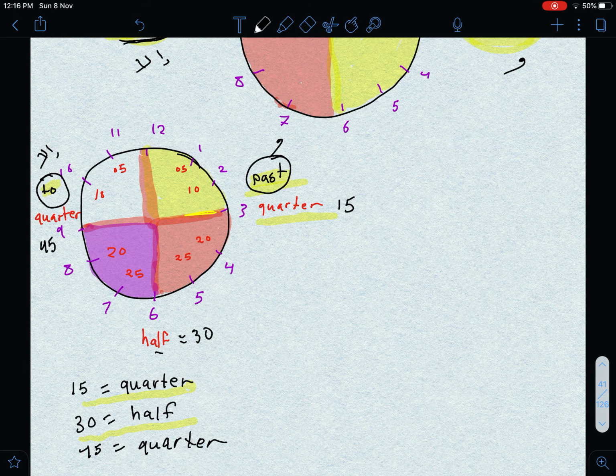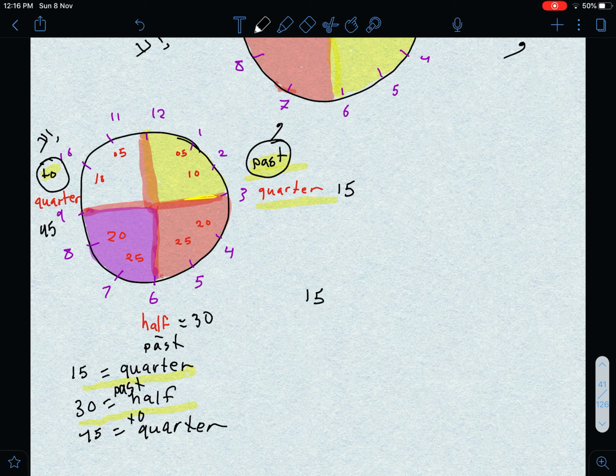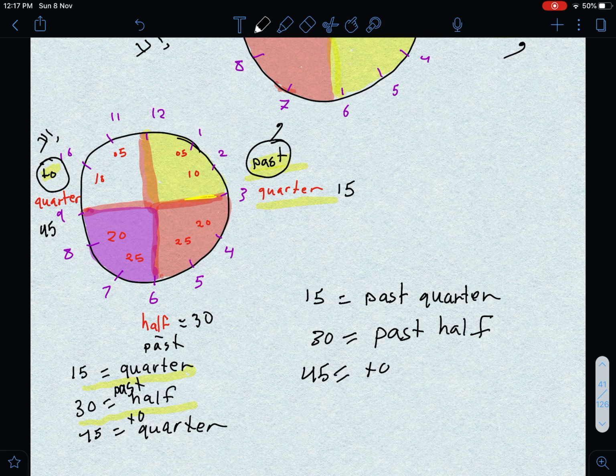As I said previously, you have to memorize this very carefully. Quarter, but this is past quarter. Here it's going to be past half. Here 45 is quarter to. You must know this and memorize it. So 15 minutes is quarter past, 30 is half past, and 45 is quarter to.